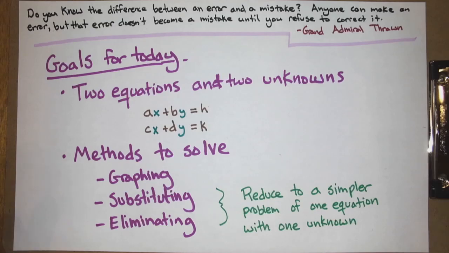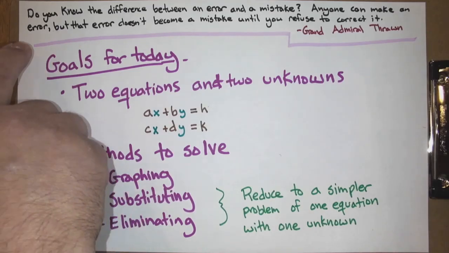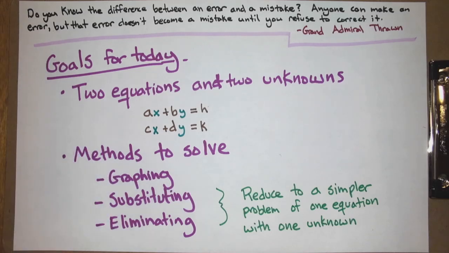Before we get to that, there's of course our thought for the day, and it comes from Grand Admiral Thrawn, who is a character from the Star Wars universe. Hashtag Empire did nothing wrong, people might say. But what did he say? Do you know the difference between an error and a mistake? Anyone can make an error, but that error doesn't become a mistake until you refuse to correct it.